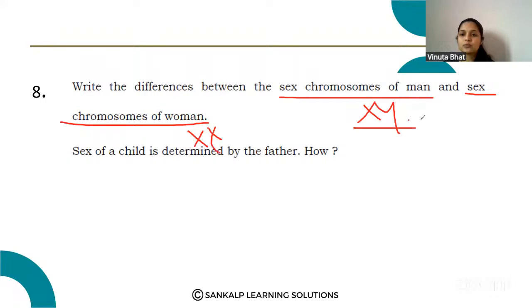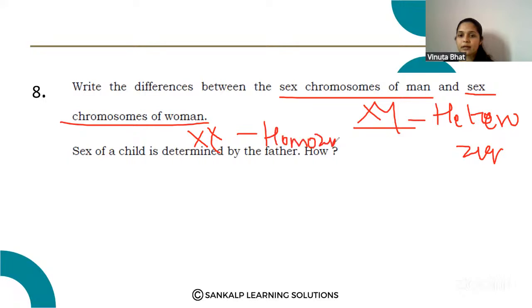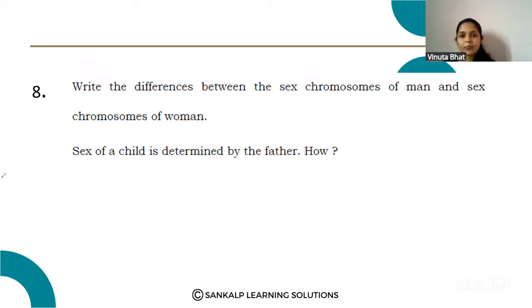So the sex chromosomes in man are in heterozygous condition, but the sex chromosomes in woman are in homozygous condition. Here in man, the Y chromosome is very small compared to the X chromosome, but the X chromosomes are similar in size. Like that, you should write the differences between the sex chromosomes in male and female.